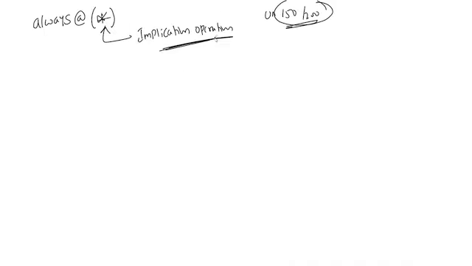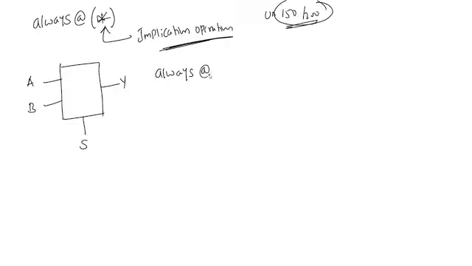Suppose I will tell you with one example. Suppose you take a 2x1 mux. So 2x1 mux means inputs A, B, output is Y, and selection line is S. So I'm using always @. What are the inputs? Tell me for this 2x1 mux. A and B, and S. Yes, so you need to indicate A, B, and S.